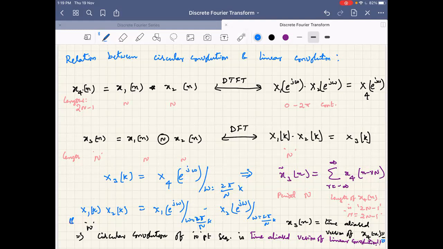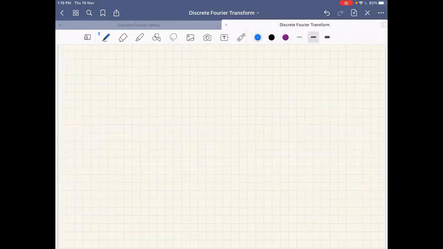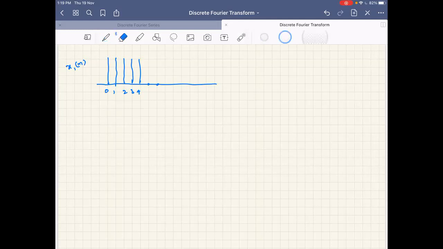But to understand this in more detail, let us have a small example. Let this example be very simple. Let this be the sequence, say sequence 1, x1 of n, with 0 1 2 3 4, so 5 samples, and then zeros. To simplify this, let us sketch up to here only.